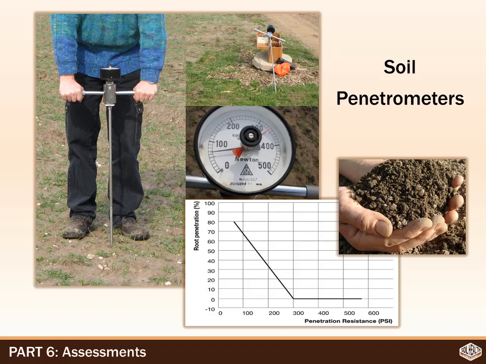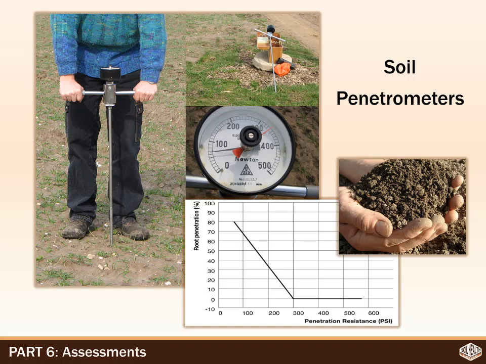Another relatively simple technique is the use of a penetrometer to assess the relative ease with which the soil can be penetrated. This is also a measure of tilth and how compacted a soil may be. The graph on the bottom of this page gives an estimation of the ability for roots to penetrate a soil at certain penetrometer readings.